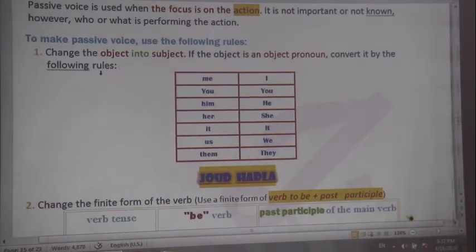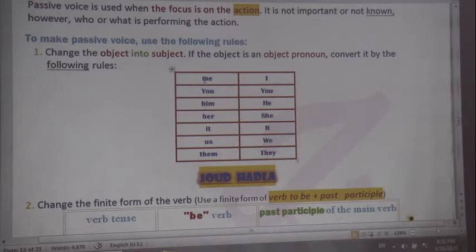And what about the main steps to make passive? The first step is to change the object into subject. So in order to make passive, we need to change the object at the beginning of the sentence into the subject. Now someone might ask me, what about subject pronouns? How can we use them in the place of the object? In this case, you only need to revise.